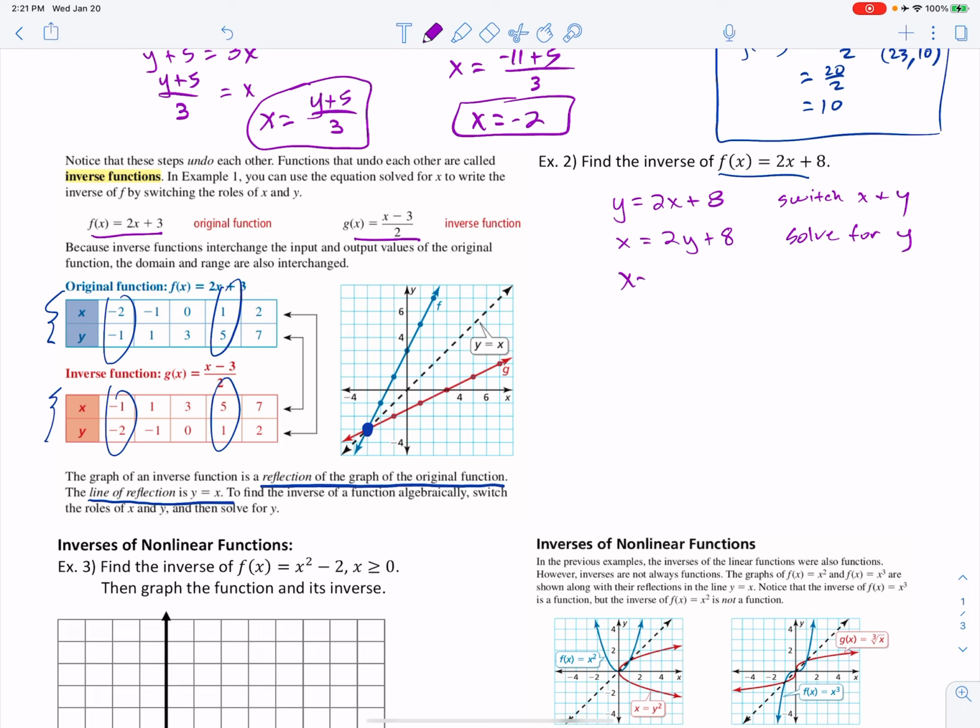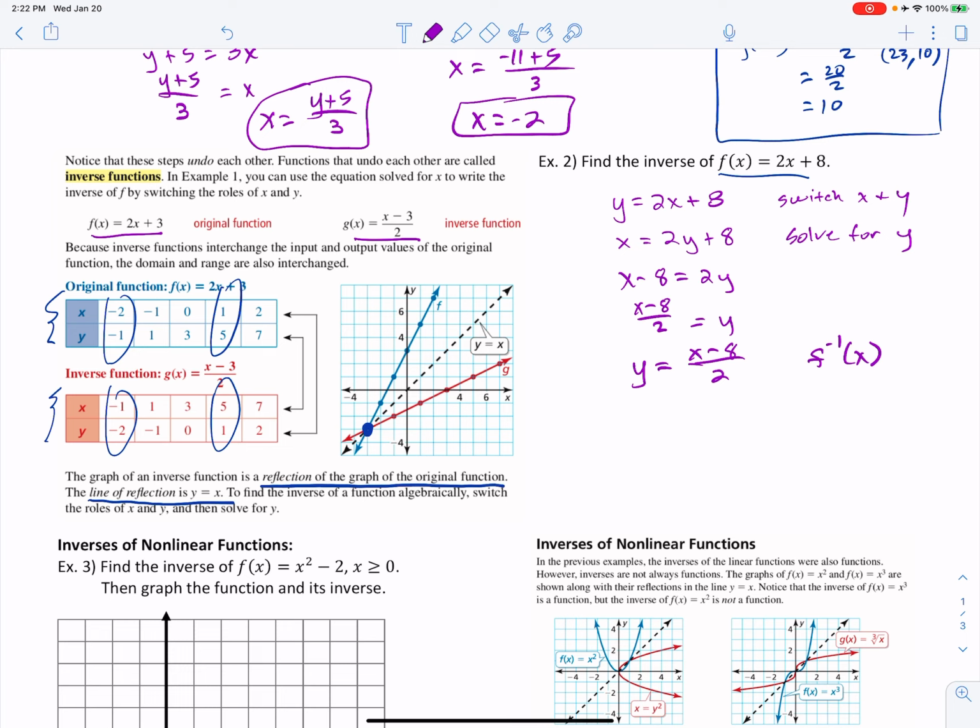So I'm going to subtract 8 and divide by 2. And I'm going to put the y on the left. And we have notation for the inverse function. And inverse function notation is this. And so I want to see you use that.